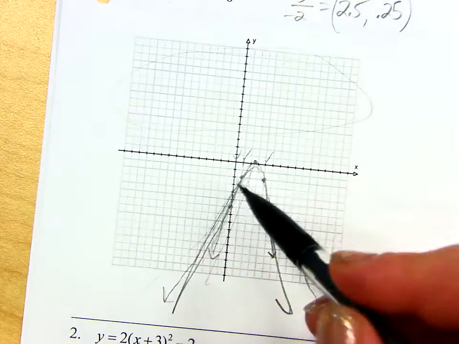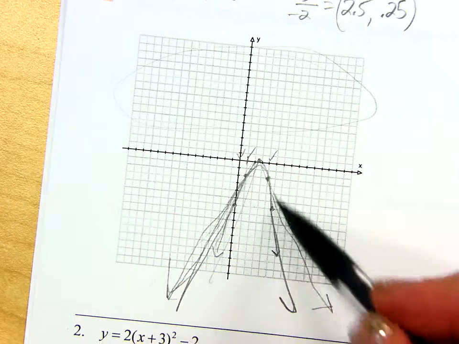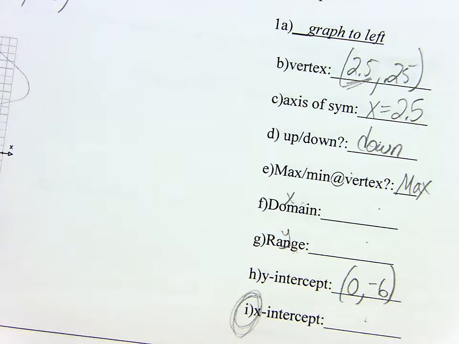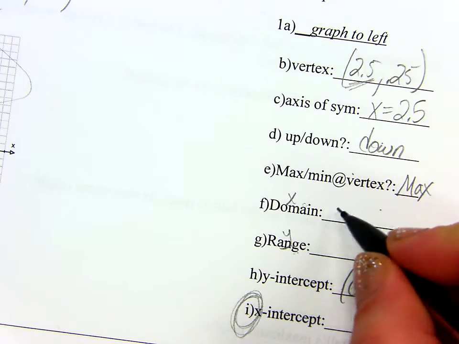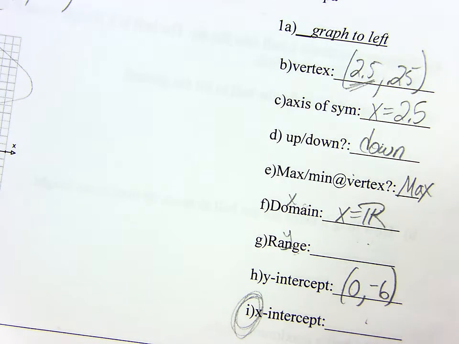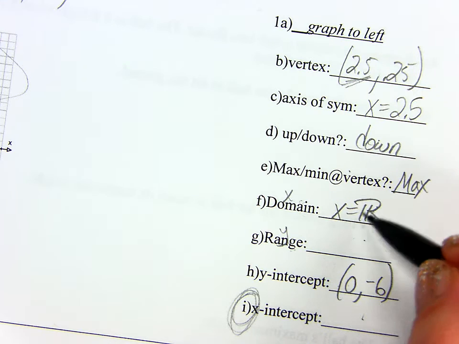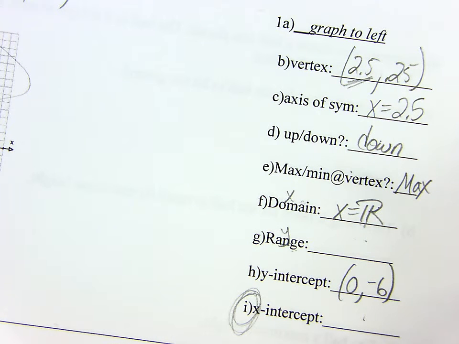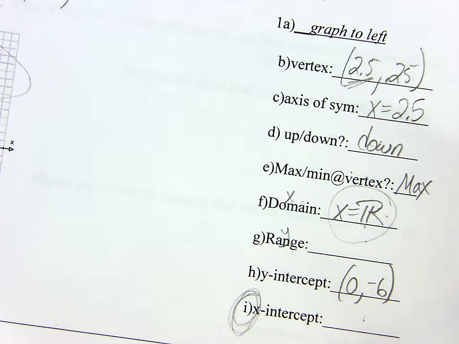So the domain is actually easy for parabolas because it's always all real numbers. Always. Because the parabola is going to keep going towards the left and towards the right forever. So for domain, every single time you see it, you're just going to write x equals all real numbers. That R, capital R with the double line, just stands for all real numbers, if you didn't already know. Am I going to ask you that tomorrow? Yeah, and that's what you're going to write every single time. You don't even have to think about it. Domain is always all real numbers.